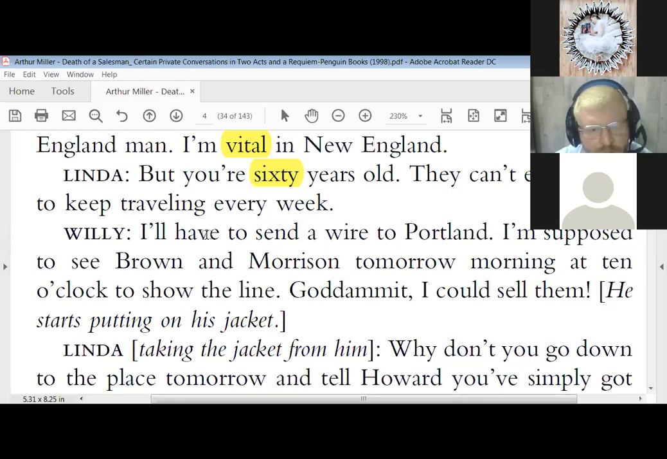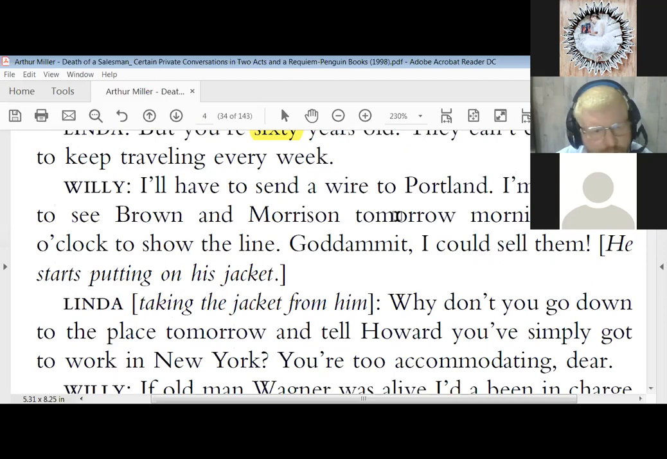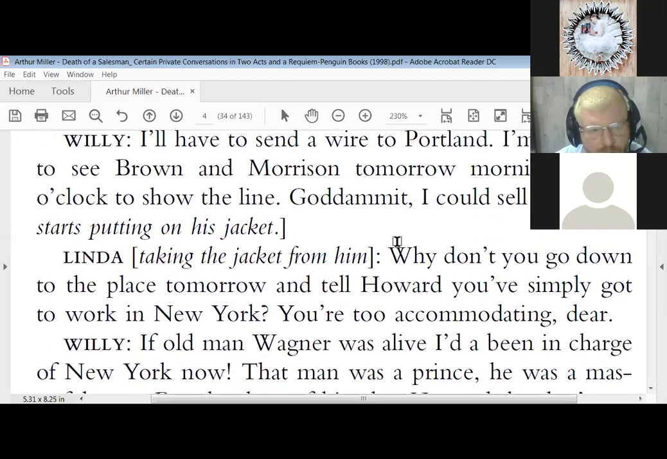Okay, he says, I have to send a wire to Portland. I'm supposed to see Brown and Morrison tomorrow morning at 10 o'clock to show the line. I gotta sell them. Okay. Linda, okay. And he starts putting on his jacket. He even remembers that he has to put it off. So he starts to put it on, which Linda takes off again from him.